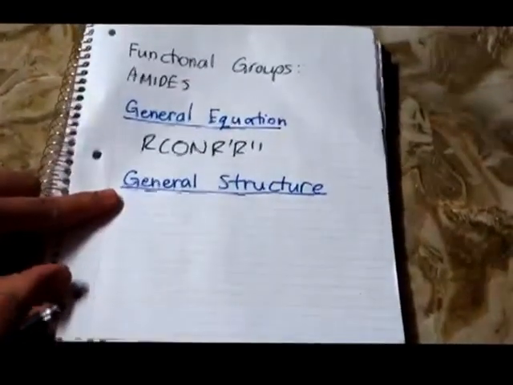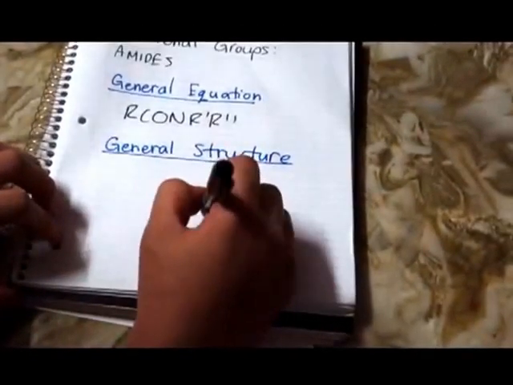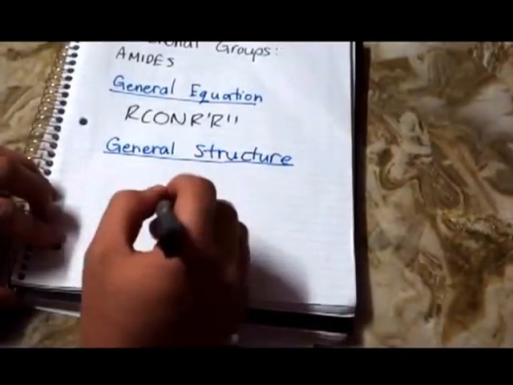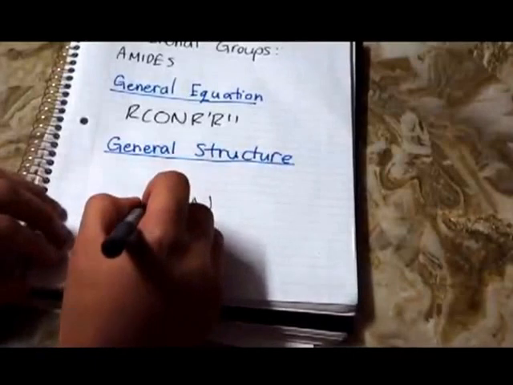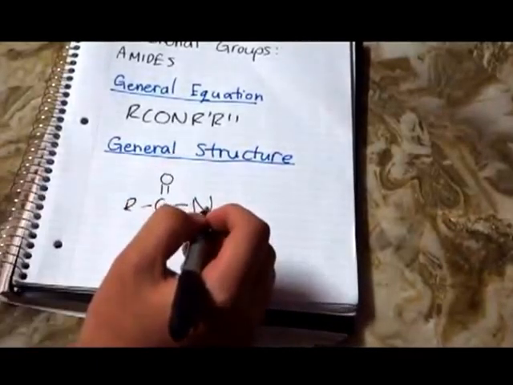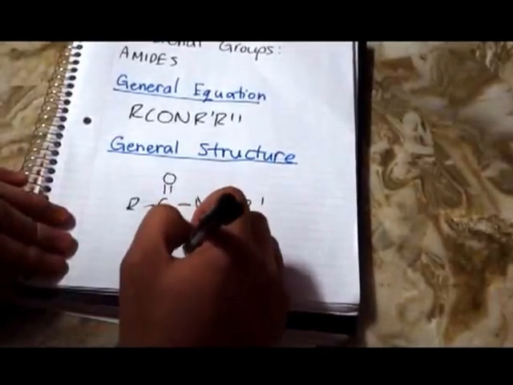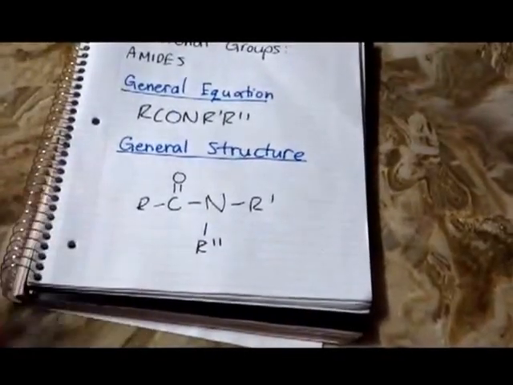So let's look at the general structure of an amide. So basically what you have is a nitrogen atom that's connected to our carbonyl group, which is a carbon double bonded to an oxygen. To that carbon, we have our first R, and on the nitrogen, we have R prime as well as R prime prime. And it looks just like that.